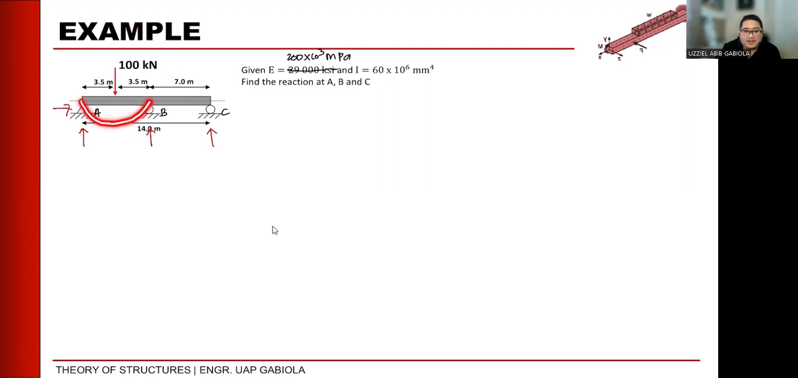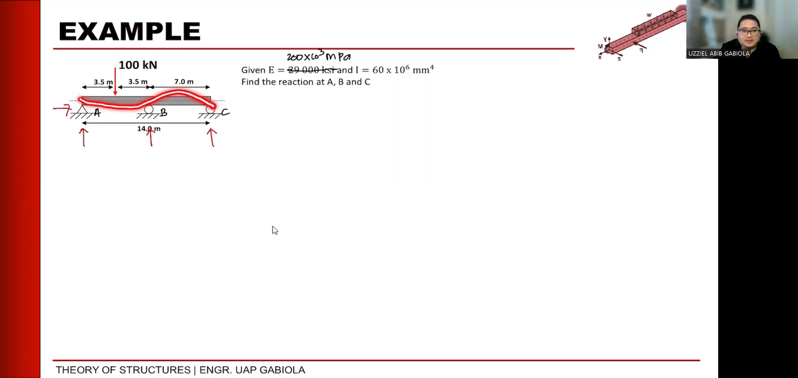Ano mangyayari sa remaining beam? So remaining beam natin magaganyan siya, no? Kasi ipo-pull niya pababa yung beam, yung segment na to. Okay? So yung magiging elastic curve natin is pa ganyan.